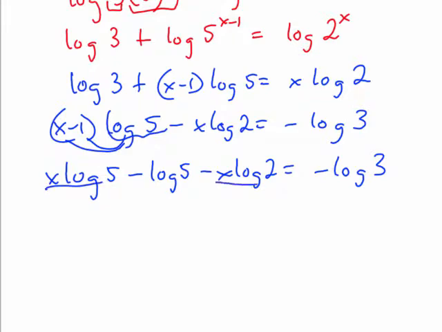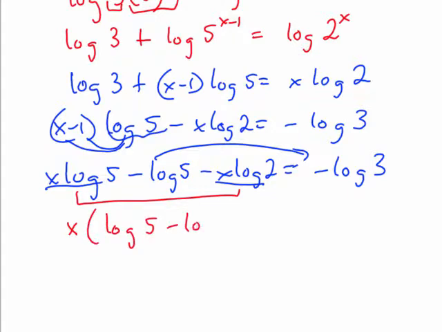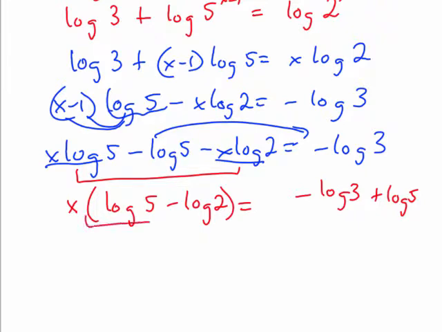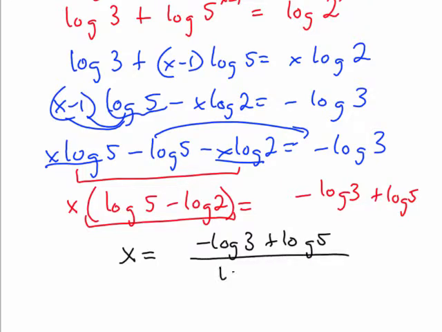My two terms with x I'm going to keep on this side, and I'm going to move this over to the other side. And at the same time as I do that, with these on the same side, I can now factor out an x. Added my log 5 to the other side. And this is a number times x, so to undo it, I do the inverse of multiplying, which is dividing. So x is negative log 3 plus log 5, all divided by log 5 minus log 2.